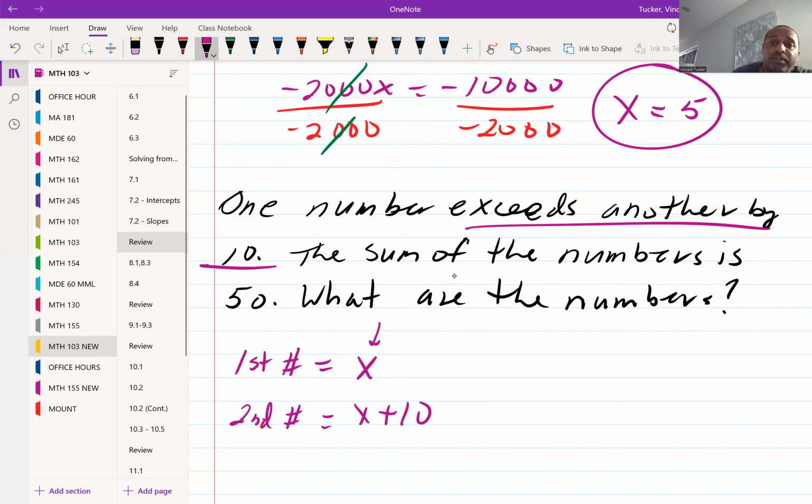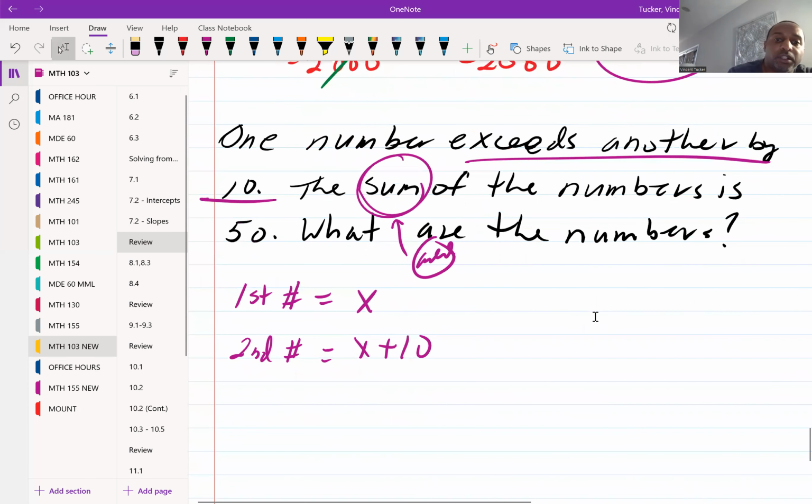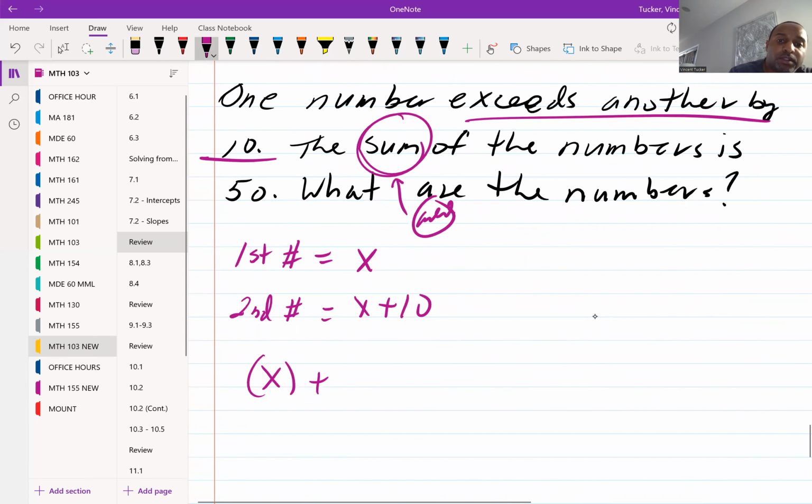So this is the first number, and then the other one is going to be that number plus 10, as one number exceeds another one by 10. Then it says the sum of the numbers is 50. Sum means add. So when you add the two numbers together, it's supposed to equal 50. So that means x plus (x plus 10) is going to be equal to 50. So that's our equation, and we can go ahead and solve.